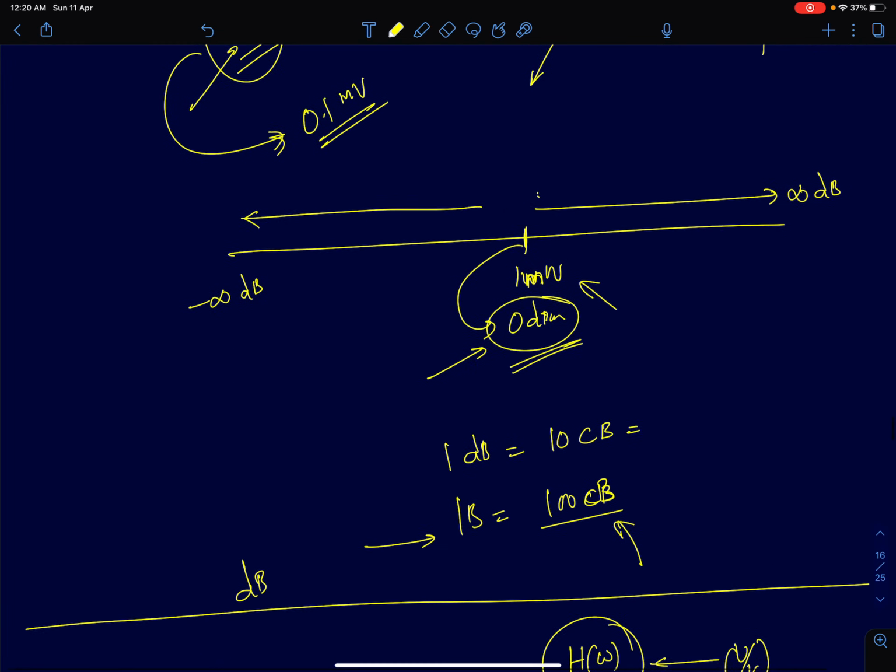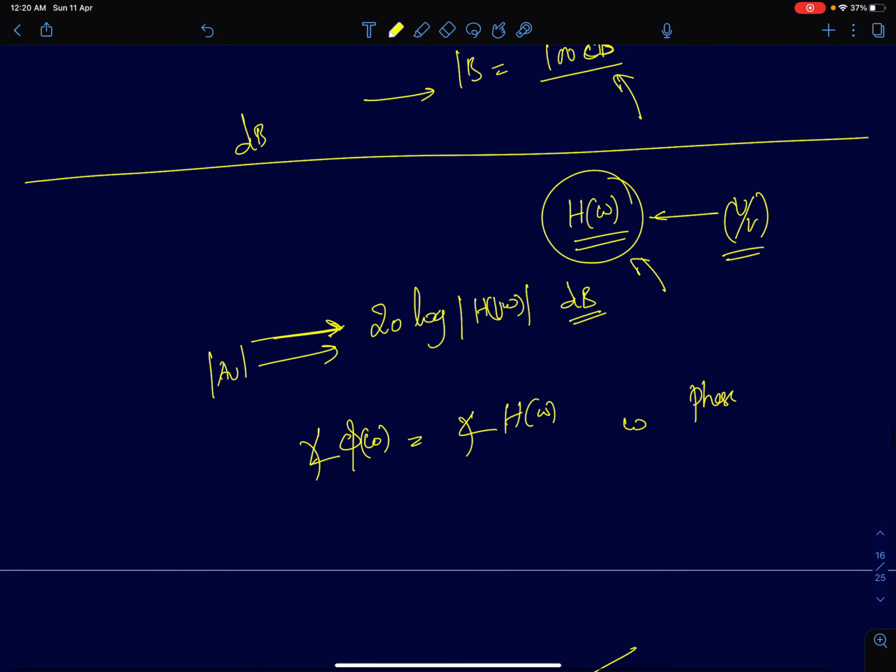So that's it for the discussion of decibels and the motivation for how the decibel units came into existence. Now we'll quickly talk about the frequency response of amplifiers, and how to plot it. We said once we know the Laplace transform H(s), all we need to do is evaluate H(s) at s equal to j omega and we get the frequency response.